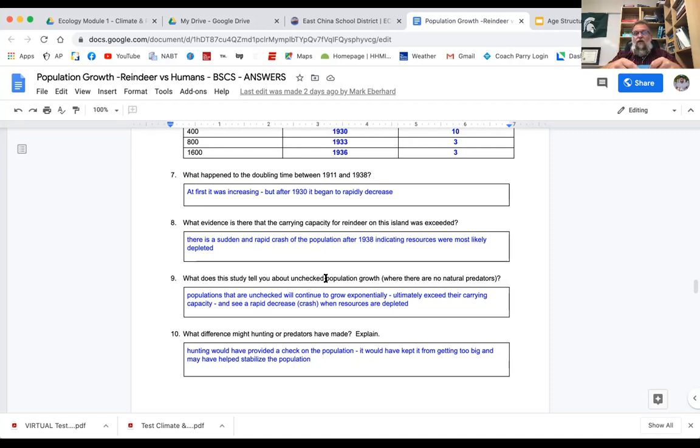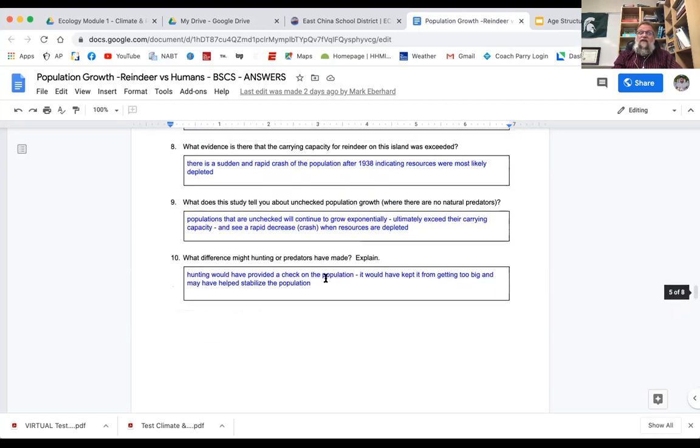What difference would hunting or predators have made? They would have slowed down the exponential growth. The predators or the humans would have provided, so if this is the population growing, they would have provided the resistance, the environmental resistance, to keep it from going too far. They could have kept it below the carrying capacity, which would have brought it into balance.